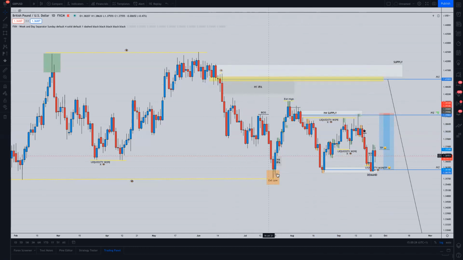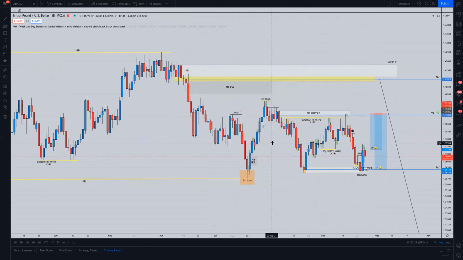Again, we start accumulating here. So this is how I know now that ultimately I'm trying to get into this level here, so I can start working my trades to get there.